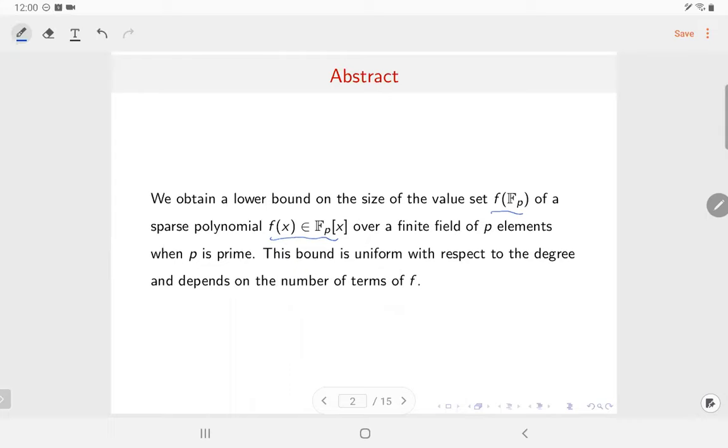This is a problem that's been worked on a lot. The different thing that we're going to be talking about today is that we'll be looking at sparse polynomials, and I'm going to define that in a moment.